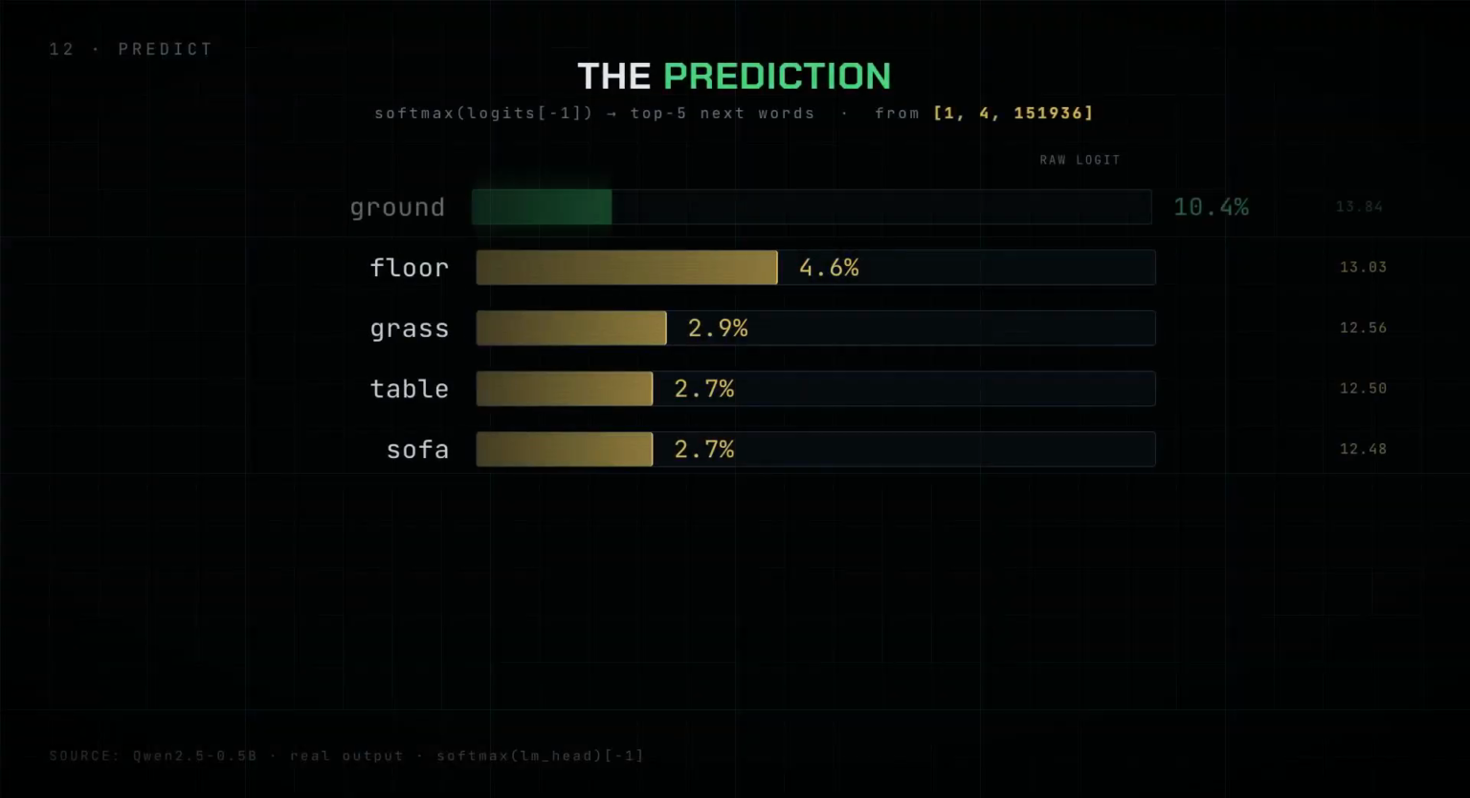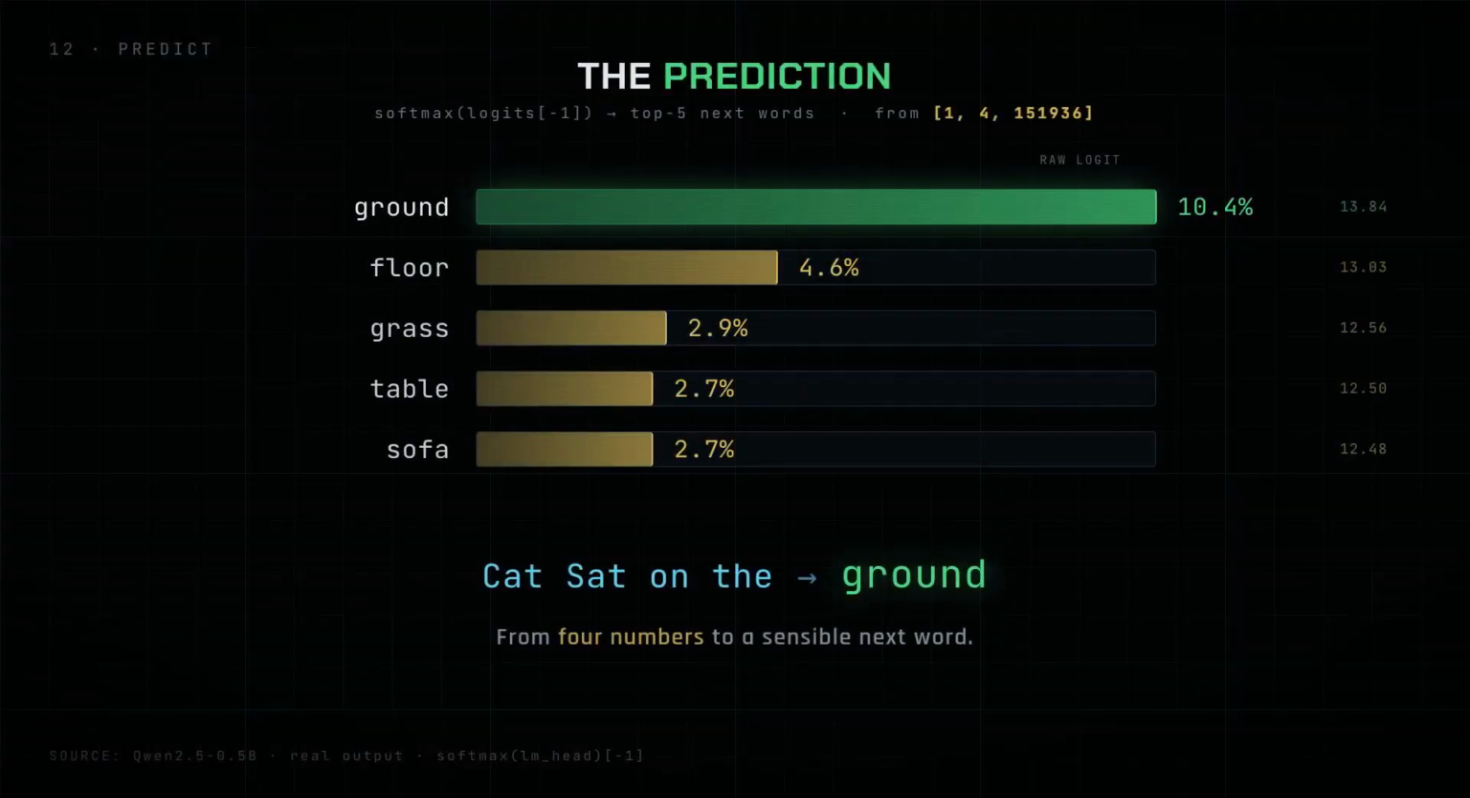Stage 12, the prediction. For "cat sat on the", the real model's top pick is "ground" at about 10%, followed by floor, grass, and table. The cat sat on the ground. From 4 numbers to a sensible next word.